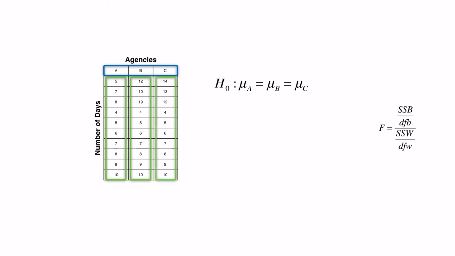We want to know if there's a significant difference in the number of days that the 3 agencies take to process these cases. Using ANOVA terminology, we want to test the null hypothesis that the mean number of days is equal for all 3 agencies. We'll test this by seeing if the variation between agencies outweighs the variation within agencies.